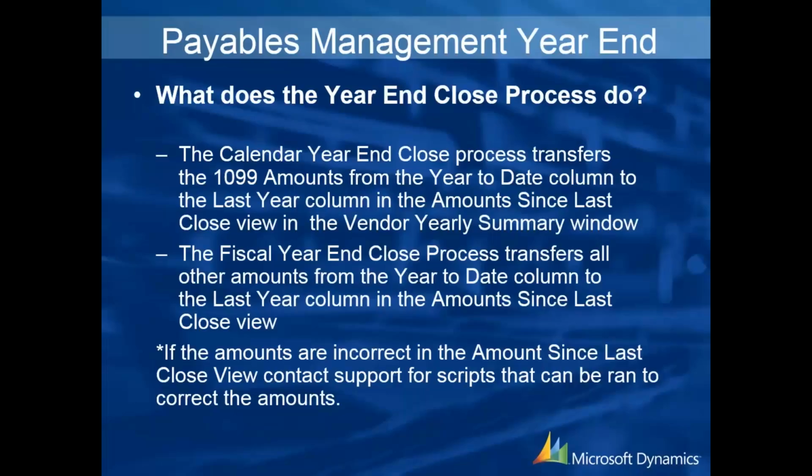So what does the payables year-end close process do? 1099 amounts from the year-to-date column move to the last year column. Fiscal year transfers all other amounts. So amount invoiced by vendor, amount paid, this year versus last year. Those are the items that get updated during the fiscal year-end close.